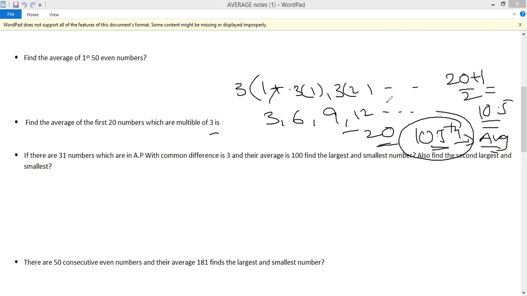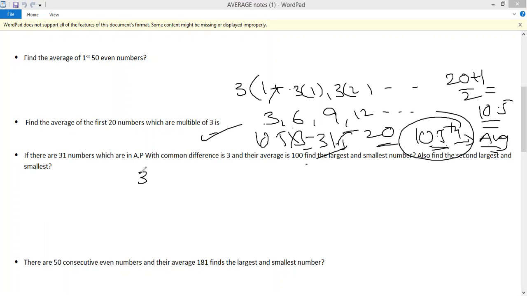Each number is multiplied by 3, so here also it is 10.5 into 3, which is 31.5. That is the average.